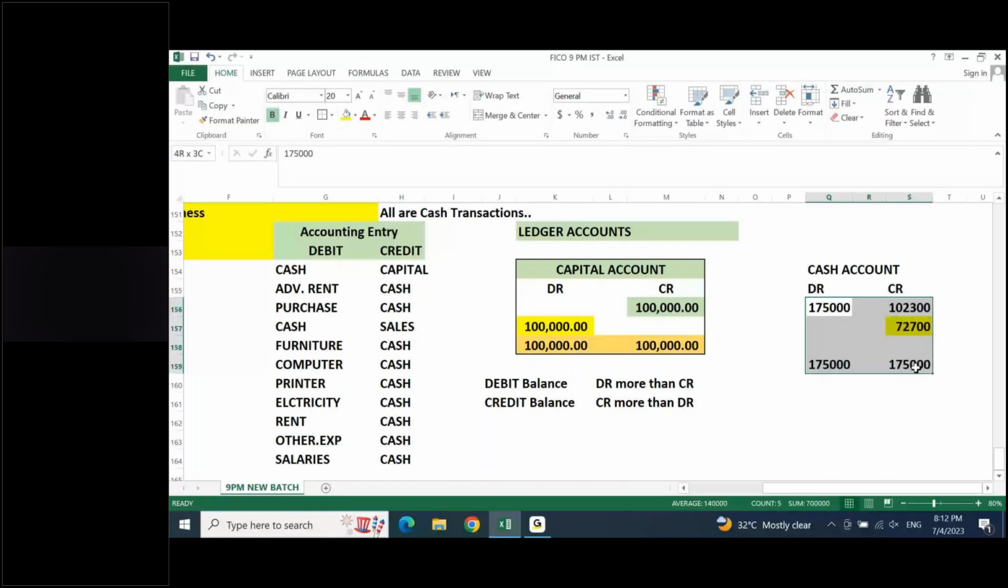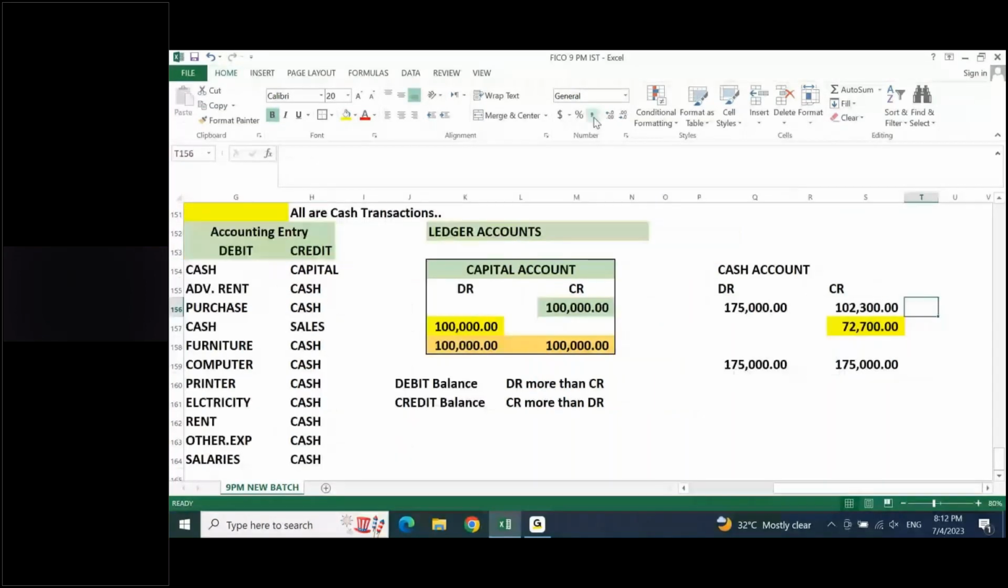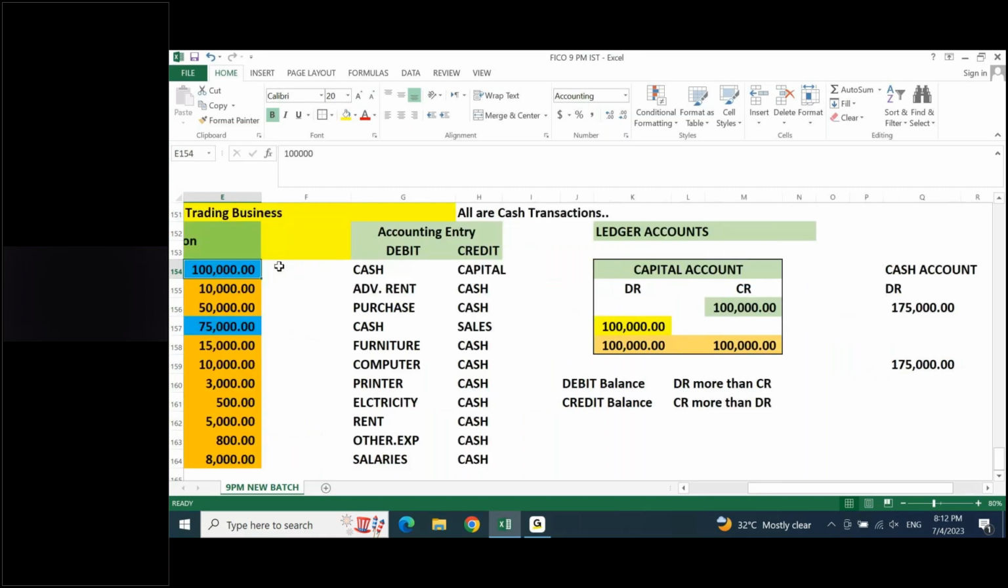Clear? This is how exactly SAP also calculates ledger account balance for every account. Now there are 2 points when you prepare this ledger account. Point number 1, you prepared a ledger account by taking individual transactions that took place in that account. If you talked about cash account, we took all the transactions wherever cash is involved on the debit side and on the credit side. Correct?